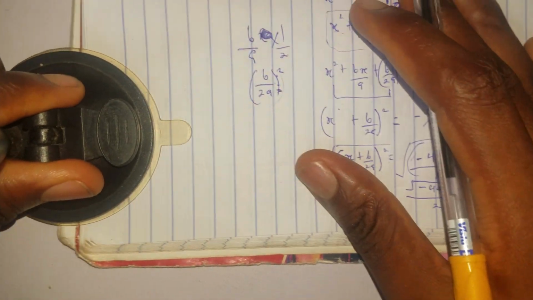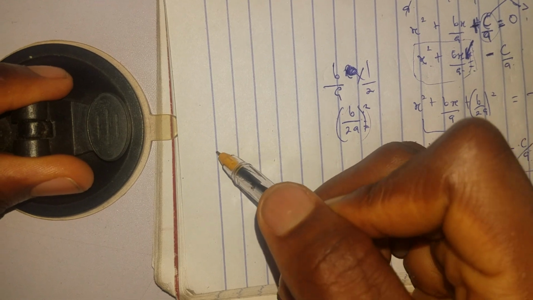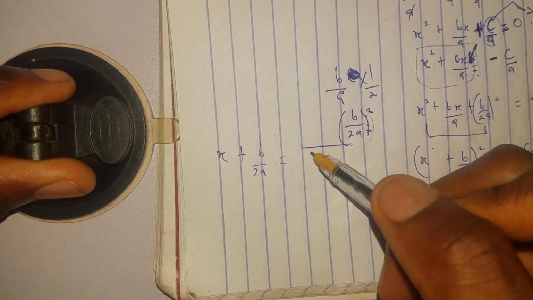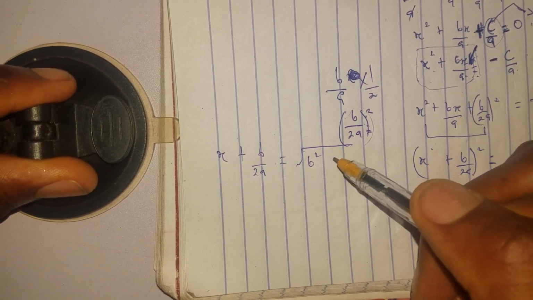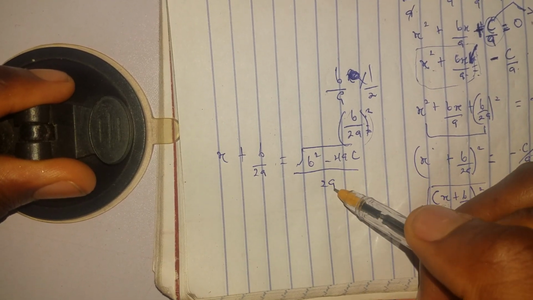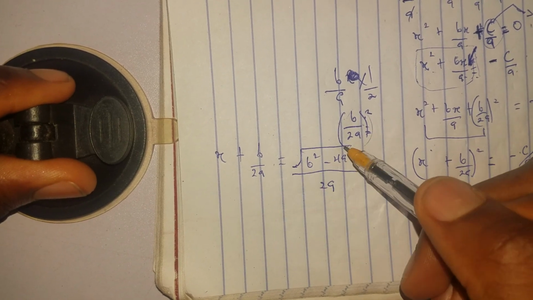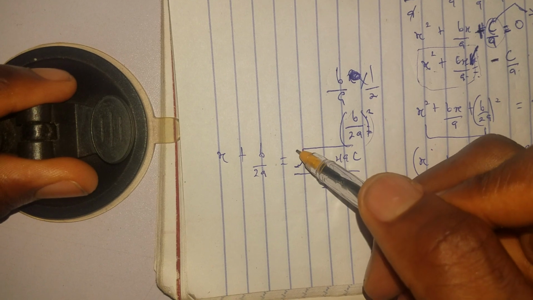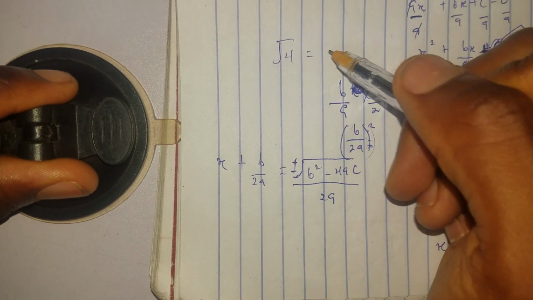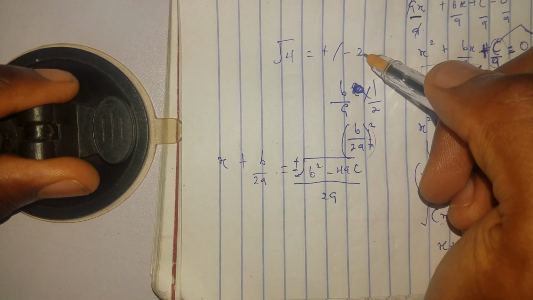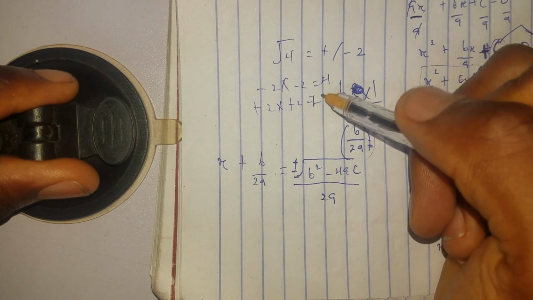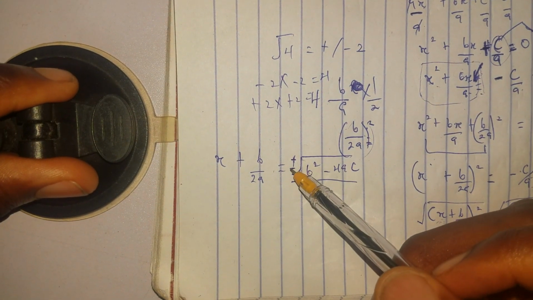So moving on to another side now, we have x plus b over 2a is equal to the square root of, we can just rearrange it to be b squared minus 4ac, all over 2a. Now realize that since this is a square root, there's going to be something called plus or minus here, because the square root of 4 is equal to plus or minus 2, because minus 2 times minus 2 will still give you 4, and plus 2 times plus 2 will still give you 4. So that's why we're adding plus or minus here.